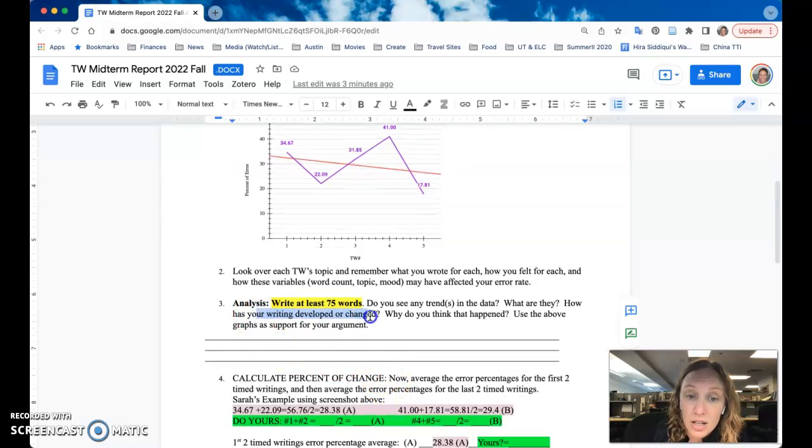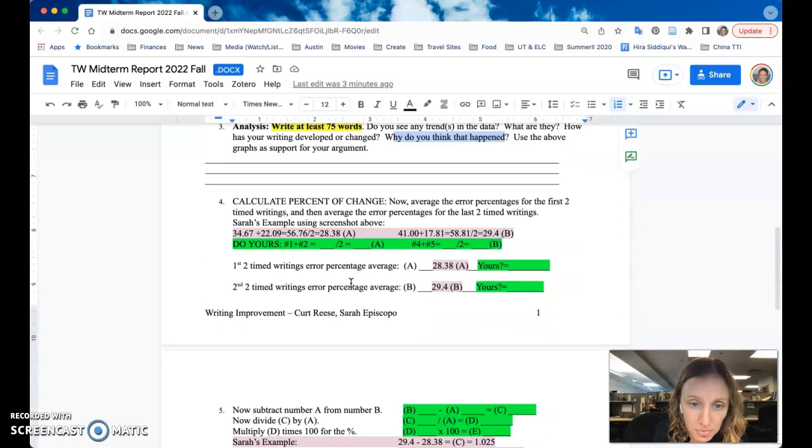How has your rating changed since the beginning? Why do you think that's happened? And what data supports that argument here?